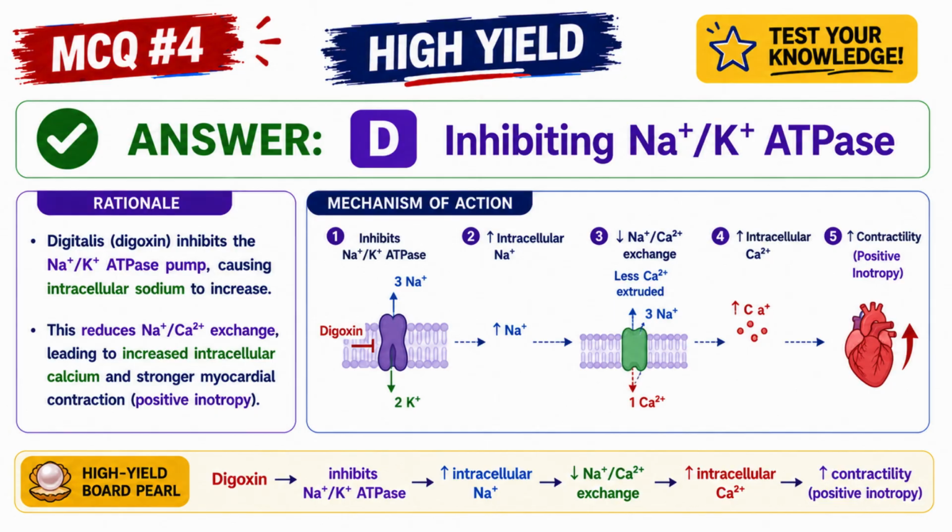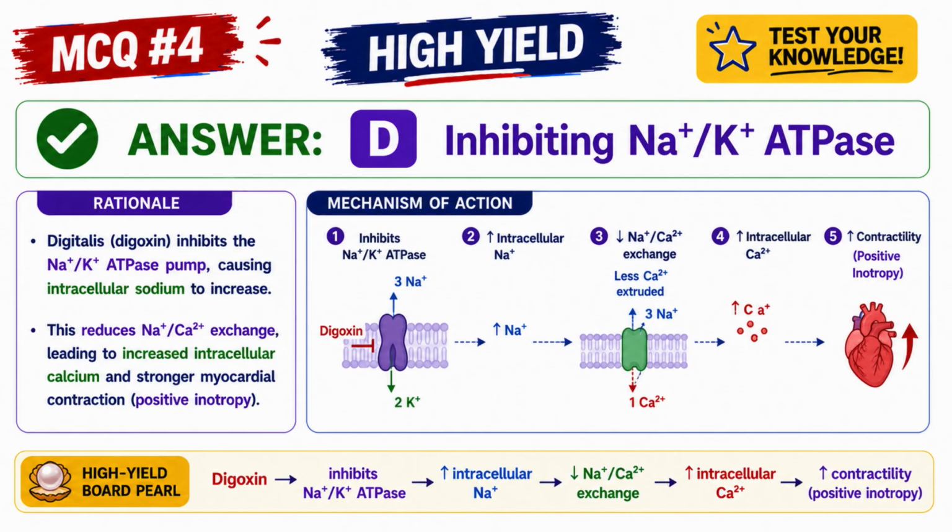It relies on the sodium gradient, low sodium inside the cell, to drive calcium out. When intracellular sodium rises, that gradient is reduced. The sodium-calcium exchanger cannot remove calcium as effectively. Intracellular calcium rises. More calcium available for excitation-contraction coupling. Stronger myocardial contraction, positive inotropy.